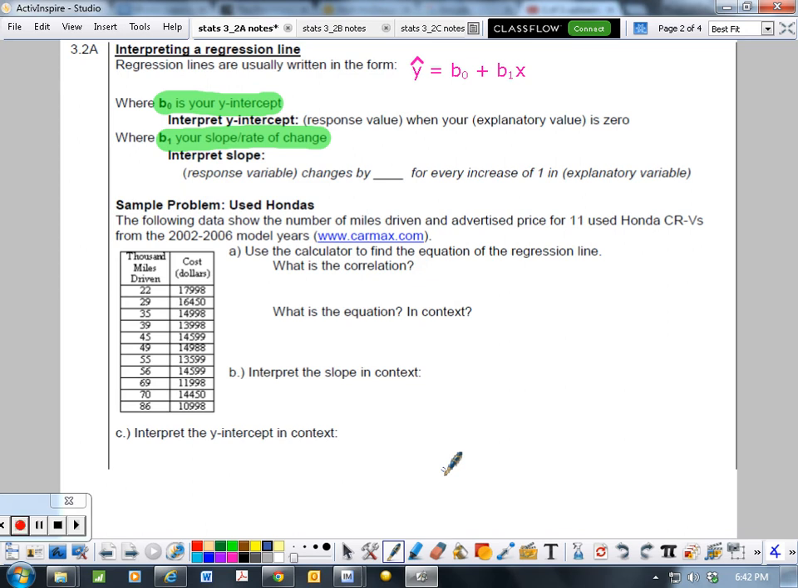So the first thing we need to talk about is interpreting a regression line. Very, very big, very important. In fact, a lot of multiple choice questions will say, what's the correct interpretation for the slope? What's the correct interpretation for the y-intercept?